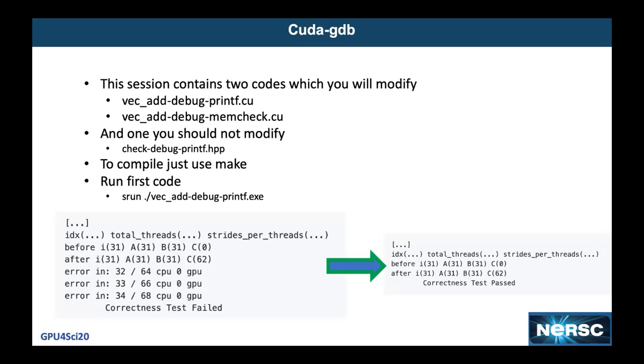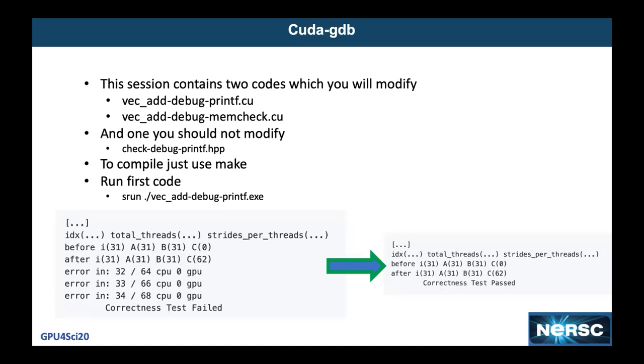In this session, you will have two files: vec_add_debug_printf.cu, and the other, which is vec_add_debug_memcheck.cu. You will go through them one by one. You will have to modify these files, even just a bit. The .hpp, you don't have to modify it. To compile, just use make.